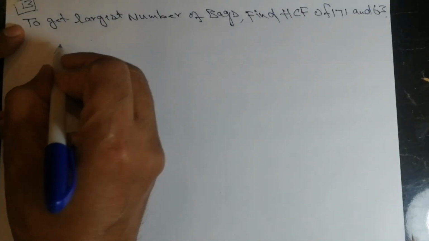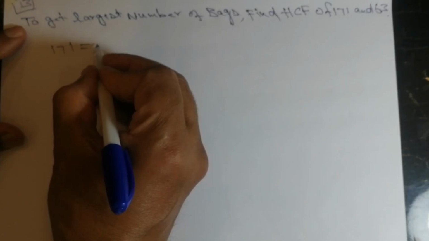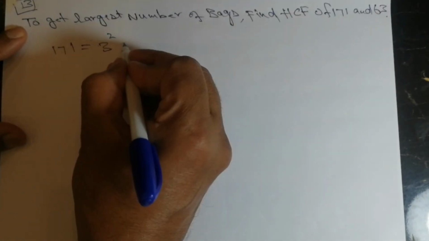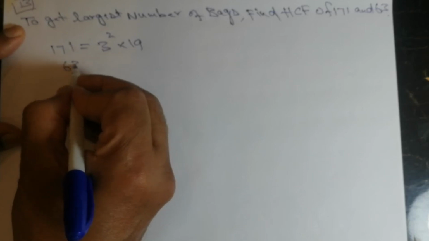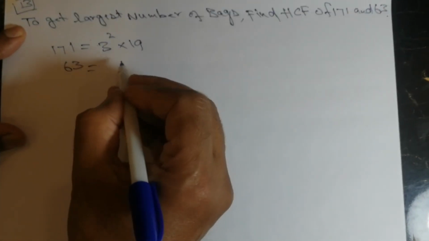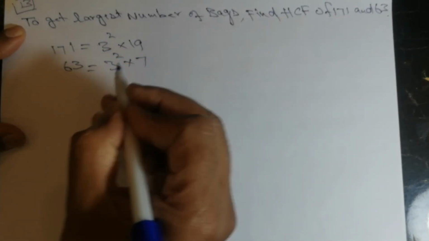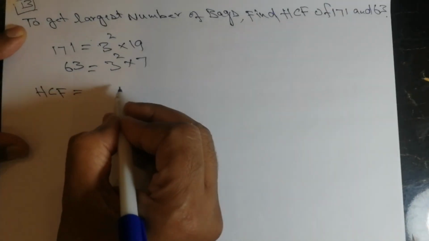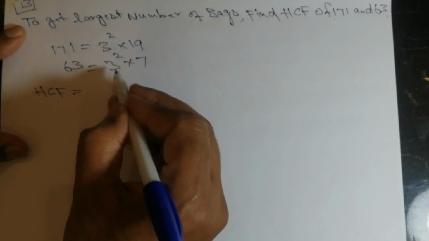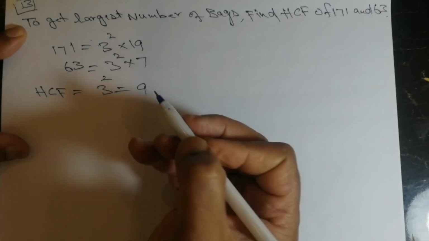So factorization of 171, that is equal to 3 raised to power 2 into 19, and factorization of 63, that is equal to 3 raised to power 2 into 7. So GCF, that is equal to 3 raised to power 2, that is equal to 9.